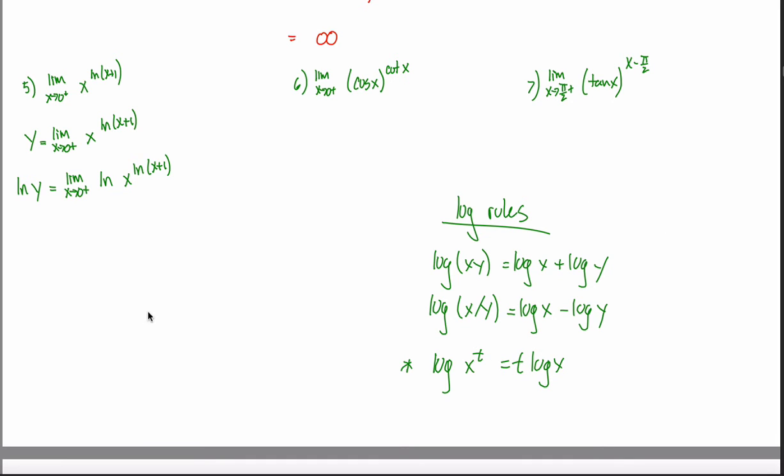Don't confuse that with the power rule, which says when you're taking the derivative of something with an exponent, you can bring that exponent down in front and subtract 1 from the exponent.